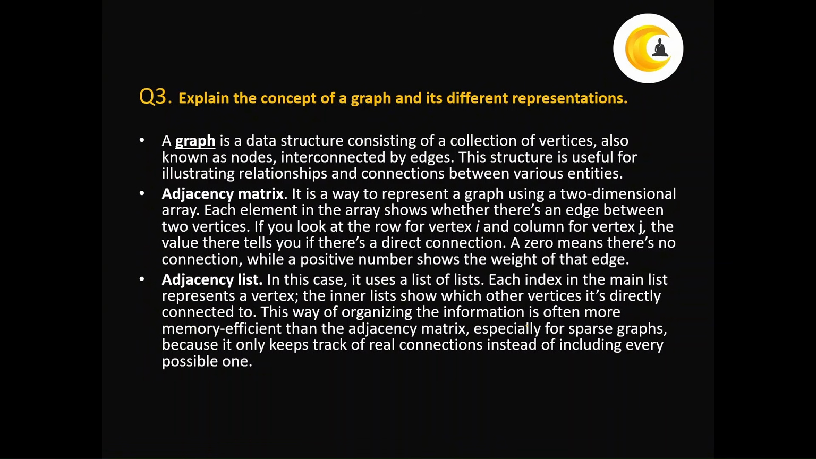Okay, so it says explain the concept of a graph and its different representations. So a graph is a data structure consisting of a collection of vertices, also known as nodes, right? So vertices are also known as nodes. They are interconnected. How are they connected? They are connected by edges. Now, this structure is useful for illustrating relationships and connections between various entities.